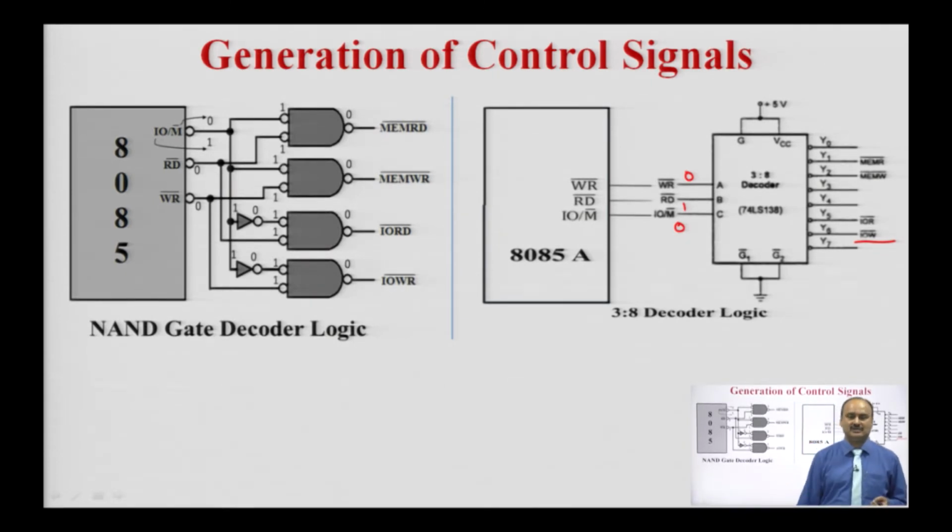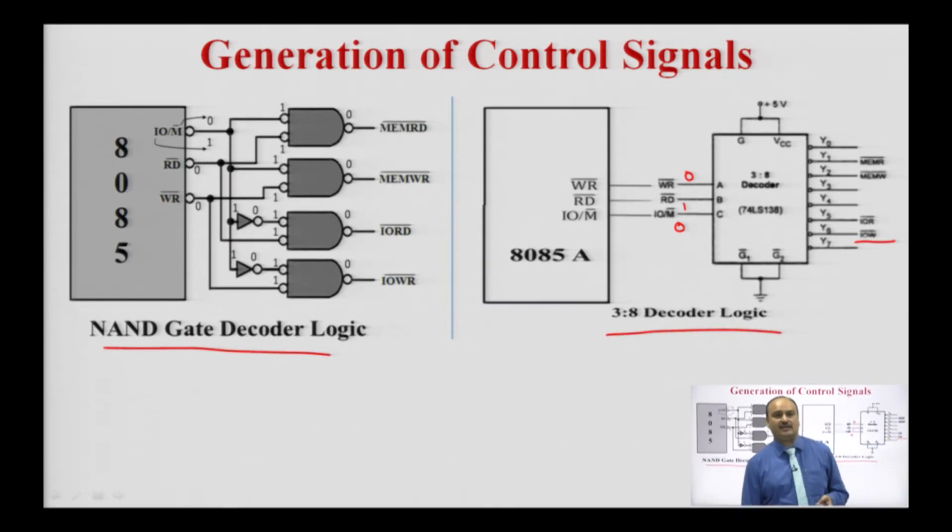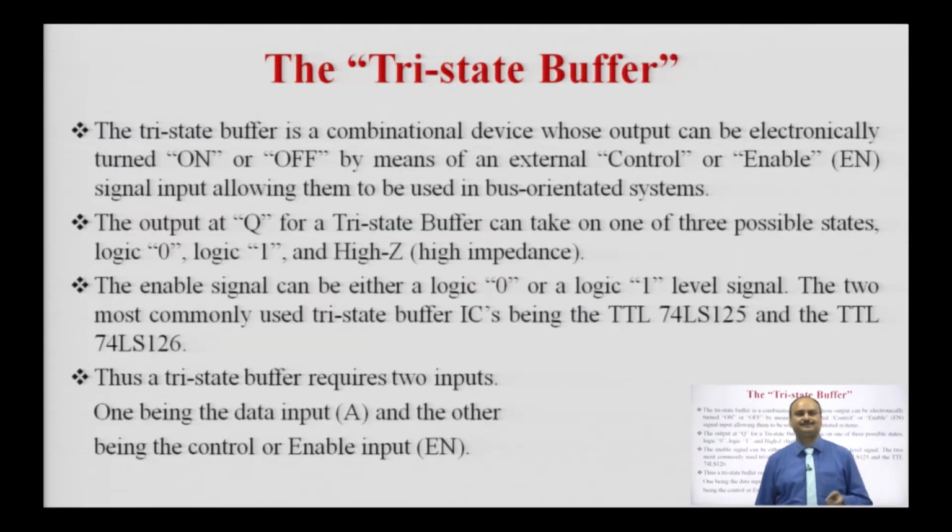and it gives the input output write control signal. So, this way we generate the memory related and input output related control signals with the help of the NAND gate decoder logic and the 3:8 decoder logic, along with the 3 inputs, that is input output or memory, read control signal and write control signal.